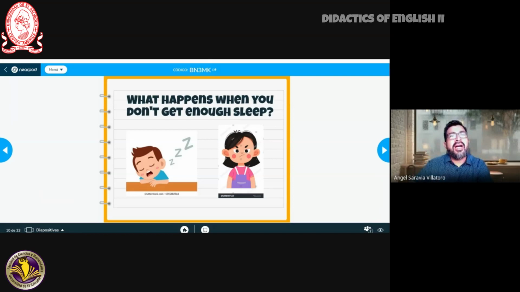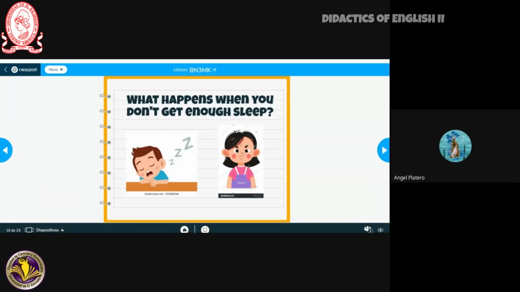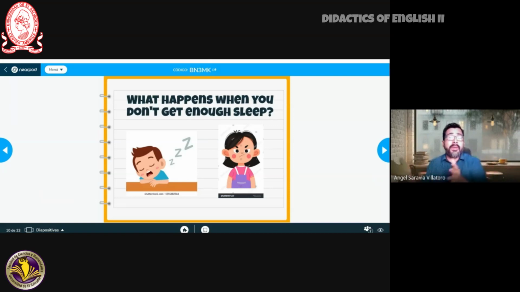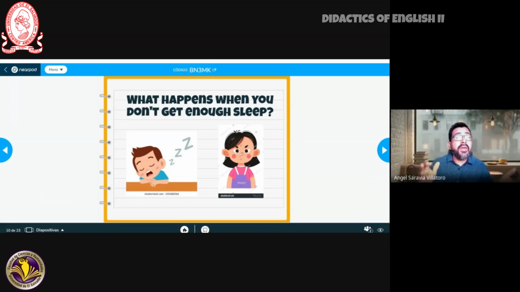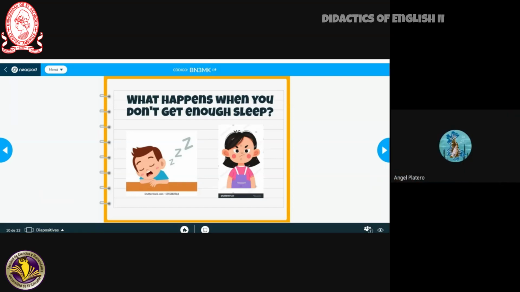Let's say that you have to do homework and the next day you have to go to school, but you only sleep like 3 or 4 hours. How do you feel during the day? Angel, Javi, how do you feel during the day? Do you feel happy or sad? Do you feel angry? Grumpy? Sleepy? How do you feel when you don't get enough sleep?